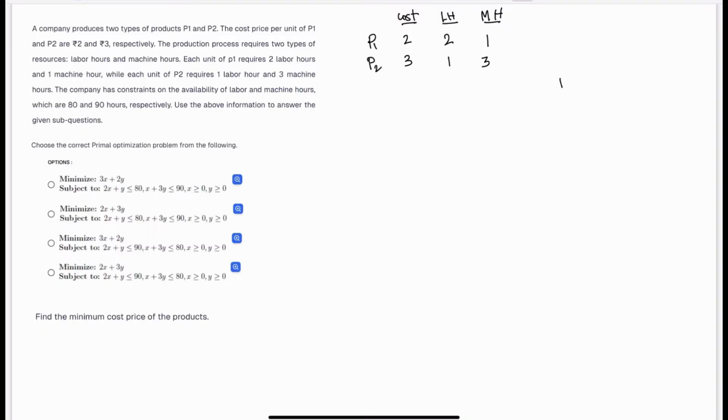Now consider this case. Suppose we have the product P1, and I want to produce 1 unit of P1. The labor hours I require is 2 units, and the machine hours that I require is 1 unit. Now what does that mean? That means that if I want to produce 10 units, then I will have to spend 20 labor hours and 10 machine hours. So in general, I can say that if I want to produce X units of the product P1, I have to spend 2x labor hours and 1x machine hours.